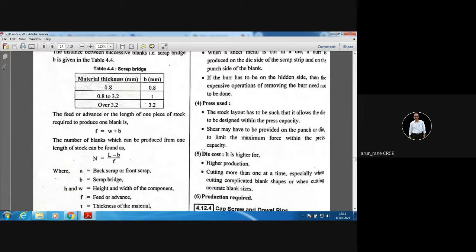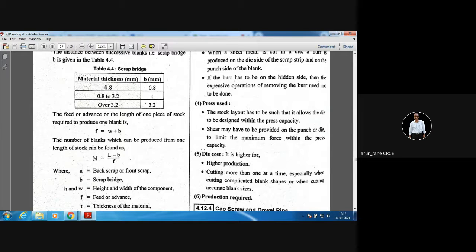Suppose I take a circle of 30 diameter and the strip thickness is 2 mm. What will be the sheared area? What is the perimeter? 2 pi r, so that will be pi into 30 multiplied by thickness, that is 2 mm. This is your sheared area. The cross sectional area is nothing but pi r square, so pi into 30 square, that is 900 pi.